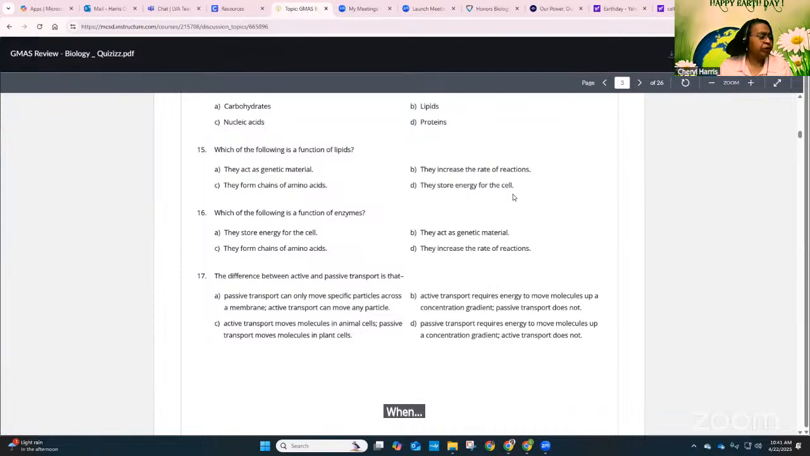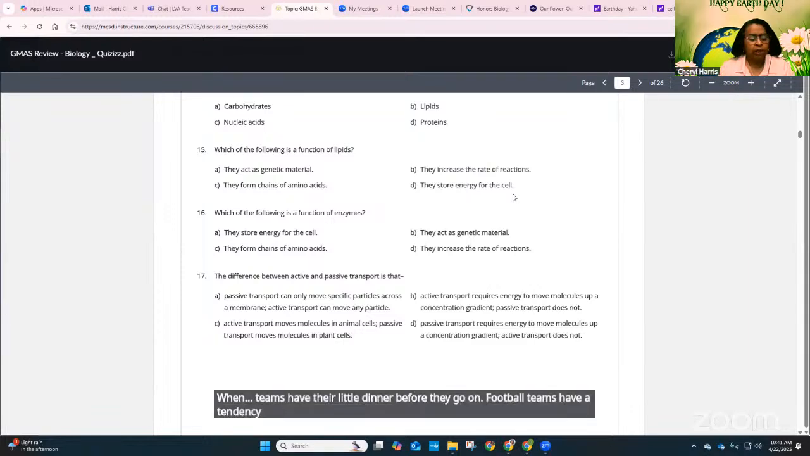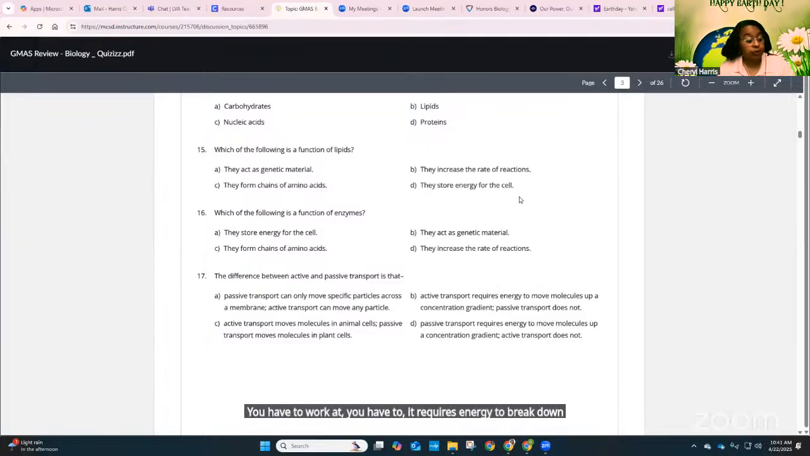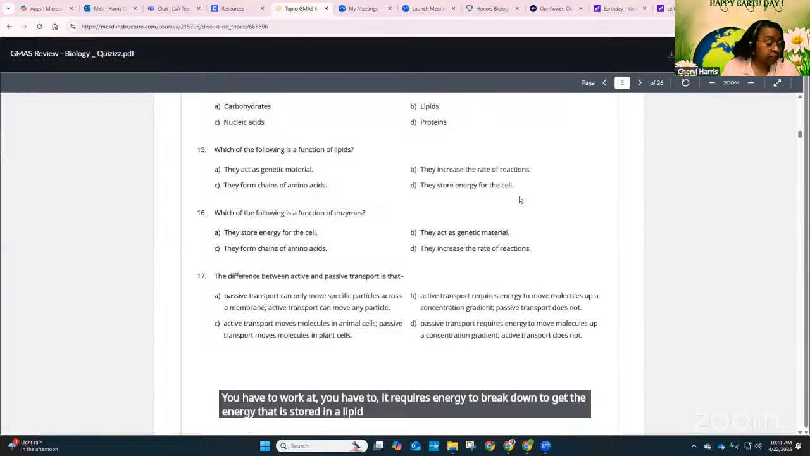When teams have their little dinner before they go on, football teams have a tendency to have big spaghetti dinners to carbo load before a game. That's because carbs give you quick energy. You have to work at it. It requires energy to break down and get the energy that is stored in a lipid. So that's not its first choice. Again, not its first choice.